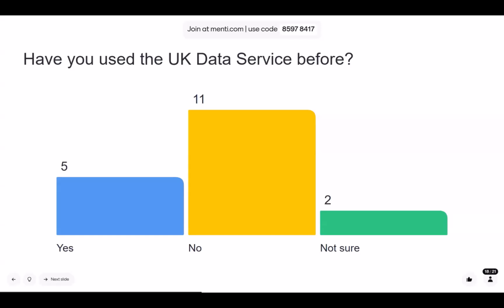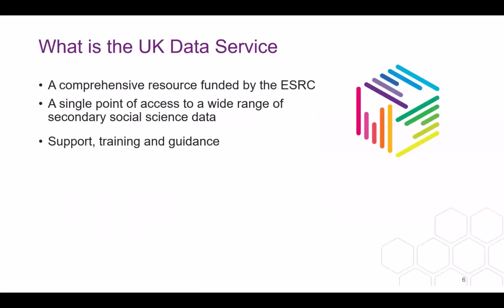So what is the UK Data Service? We are a comprehensive resource funded by the Economic and Social Research Council. What this means is that we provide access to a large amount of secondary social science data. This just means that data producers and providers create this data, they pass it to us to archive and hold it, and then we make it available to researchers and users like yourselves. We also offer support, training and guidance from the training team that Placide and I are part of.